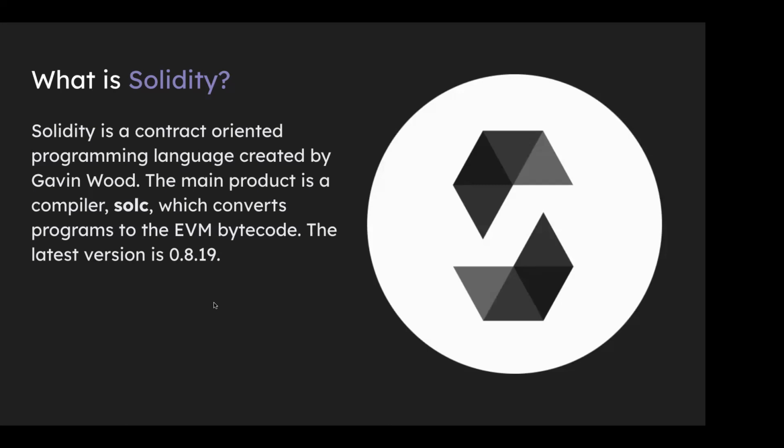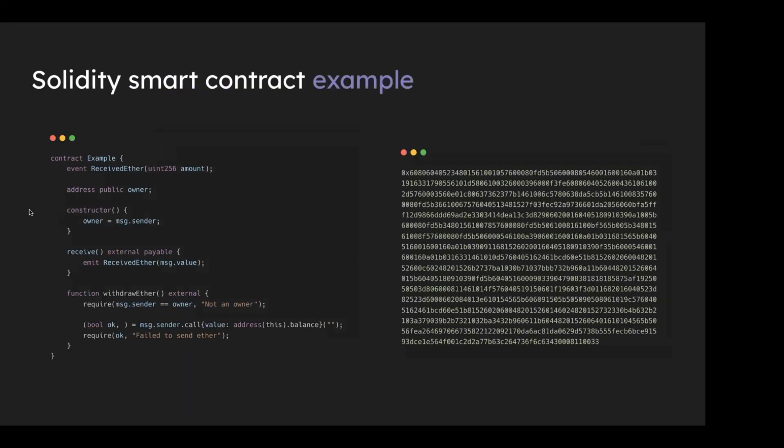Yeah, so that's pretty much it about Solidity here. And here is a smart contract example written in Solidity. Let's briefly discuss what it does and how to read the example here. So on the left, we have a high-level Solidity smart contract, and on the right, we have a compiled smart contract in the EVM bytecode.